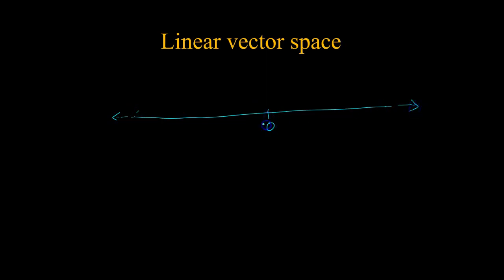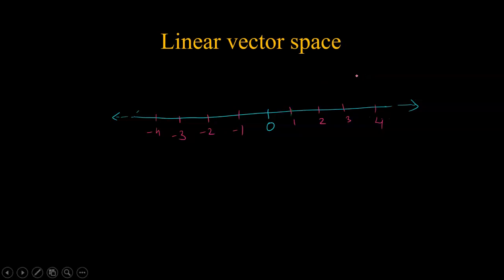And this is the origin over here. And then we have positive real numbers like this. Let's say this is 1, this is 2, this is 3, and so on. And this is -1, -2, -3, and -4, and so on. So this is a number line. Now the question is, is it a linear vector space?